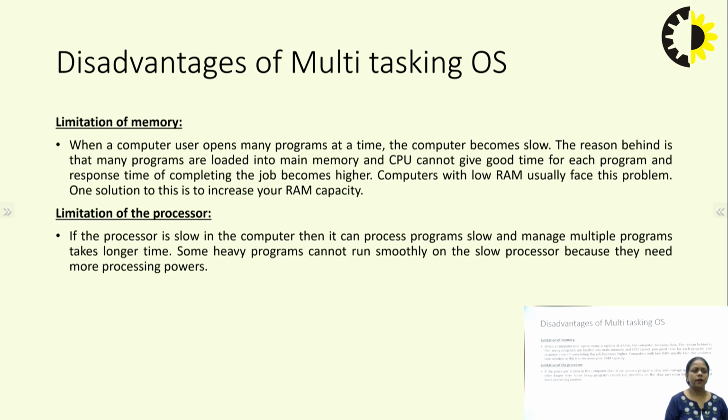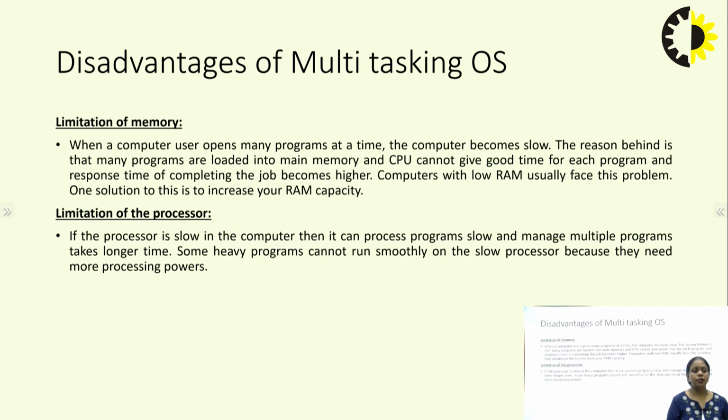Now, the disadvantages. There are two main disadvantages of multitasking operating system. One is the limitation of memory, and another one is the limitation of the processor. Limitation of memory means, if our RAM size is less, then the system becomes very slow, or we have many programs in the system at a time, but the size of the memory is low. That is why the computer becomes very slow at that time. Fine. So, this is the main limitation of memory.